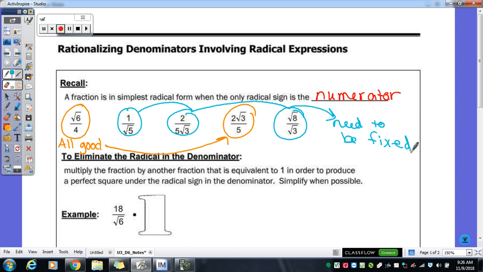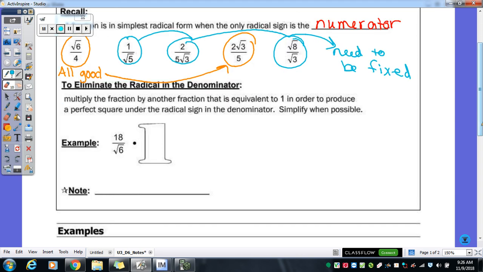So who remembers, how would we fix that? You multiply by the radical. So if we look at my example down here, 18 over radical 6. Remember, you multiply the top and bottom by the radical 6, because radical 6 over itself is a 1, so really you're not changing your fraction, you're just manipulating your numbers.